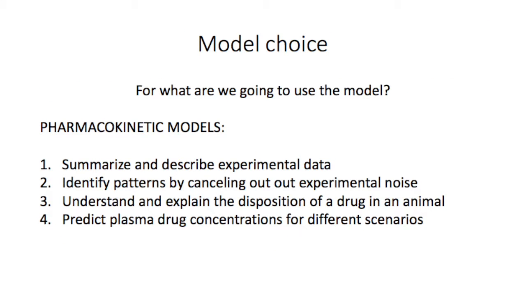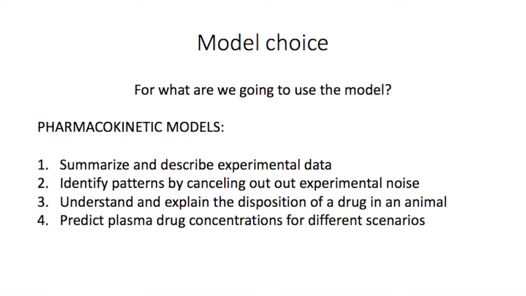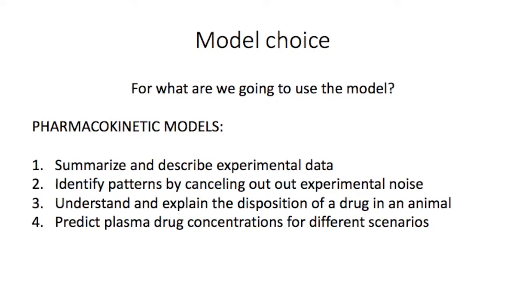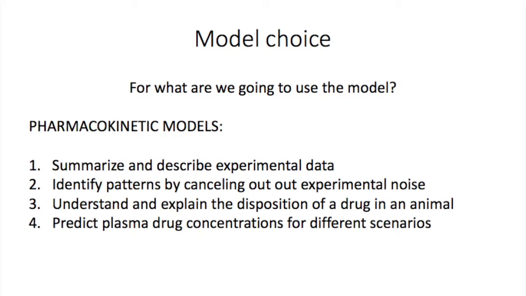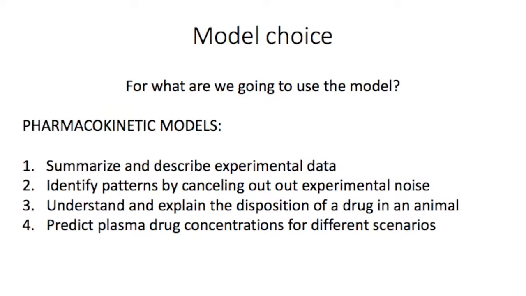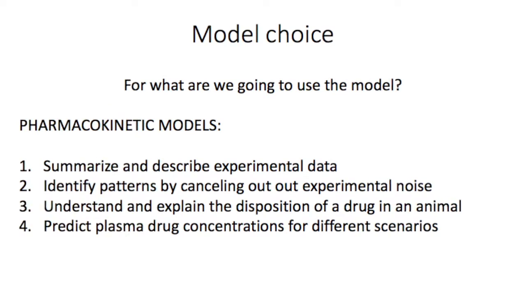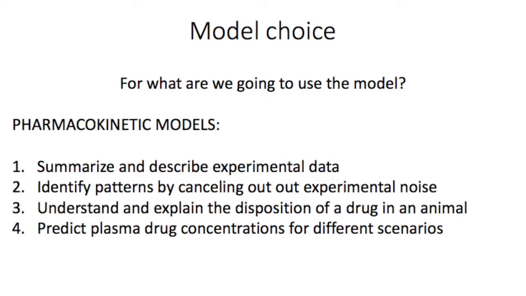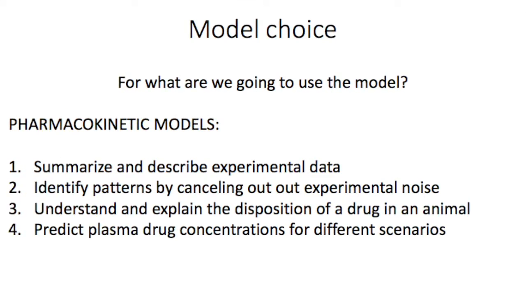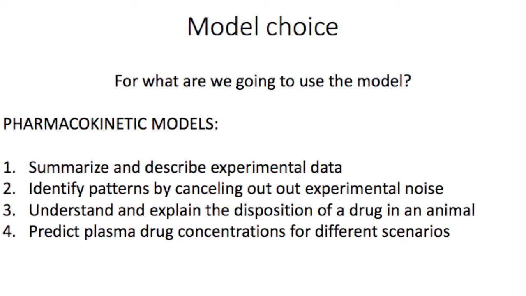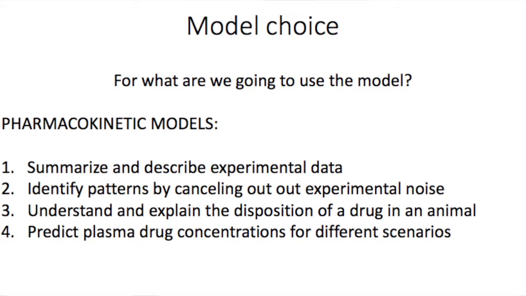So with so many different types of models to choose from, how do we decide which one to use? It comes down to a single, very important question. For what are we going to use the model? Pharmacokinetic models are used to summarize and describe experimental data, identify patterns in sometimes noisy data, understand and explain how a drug moves through the body of an animal, and predict what plasma drug concentrations will be given different scenarios like dose or animal physiology.